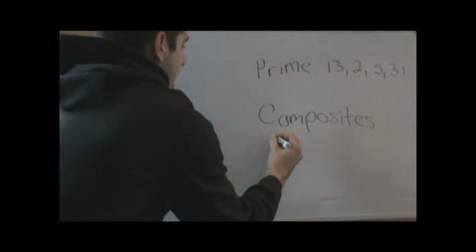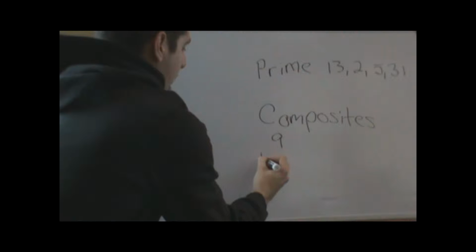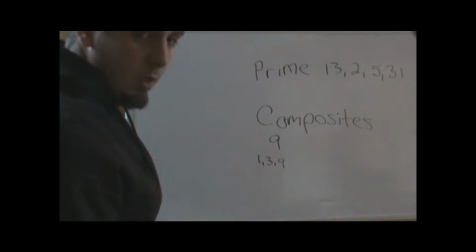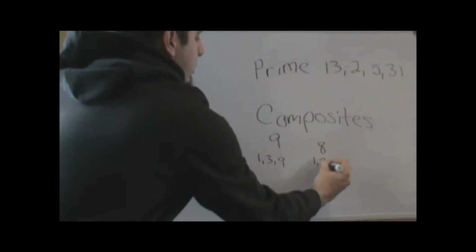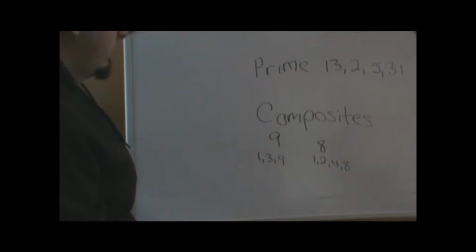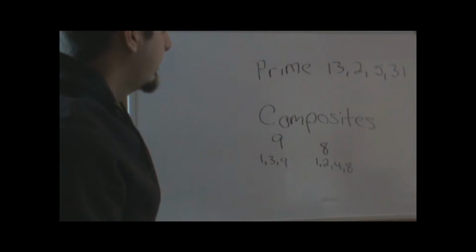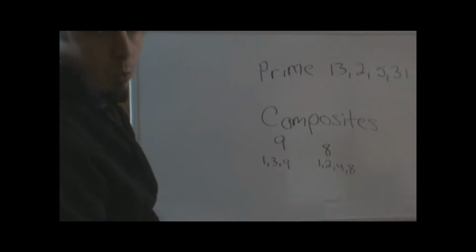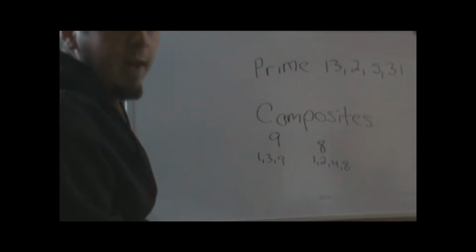Composites are numbers like 9. 9 is divisible by 1, 3, and 9. Or the number 8, which is divisible by 1, 2, 4, and 8. So another way to look at primes and composites is that primes only have 2 factors, 1 and itself. Composites are any number that has 3 or more factors.